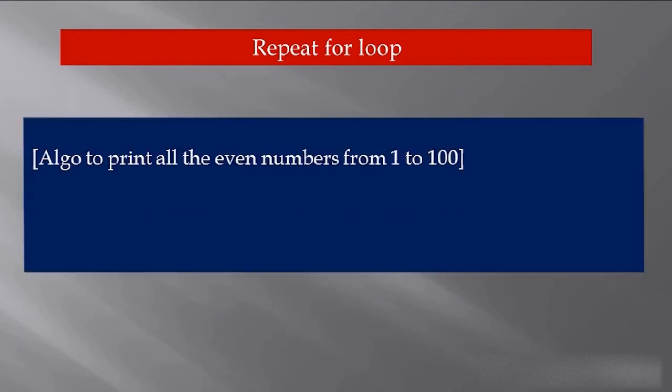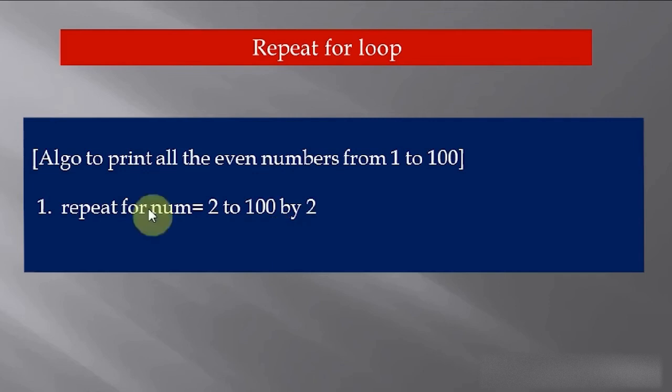In this case, I'm going to show you an algo that will print all the even numbers from 1 to 100 by using repeat for loop. As I have told you earlier, when we apply repeat for loop, the value of the counter variable is incremented by 1 automatically by default. In this case the counter variable is num, and that will be incremented by 1. But what if I want to increment the value of num not by 1 but by some other interval? In that case it's very easy. I will use the clause by.